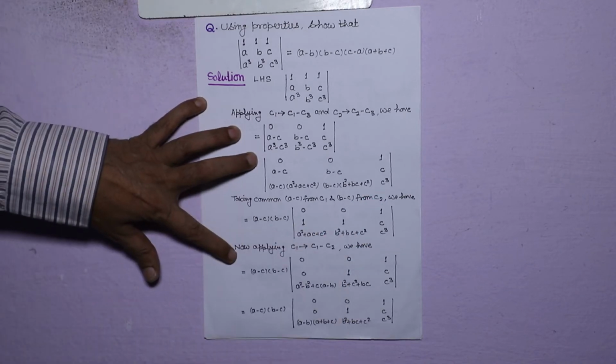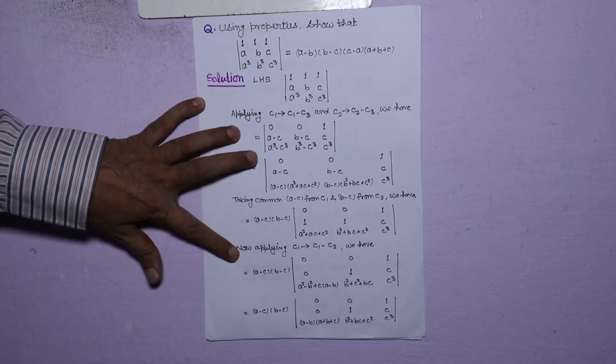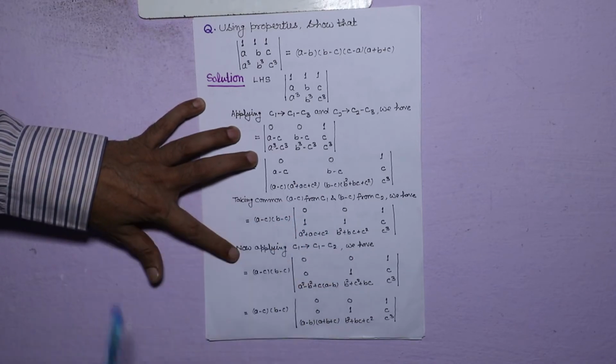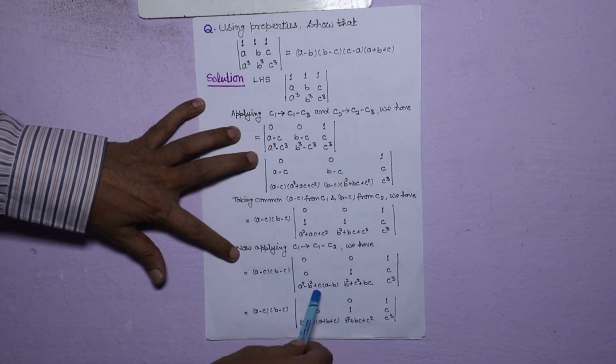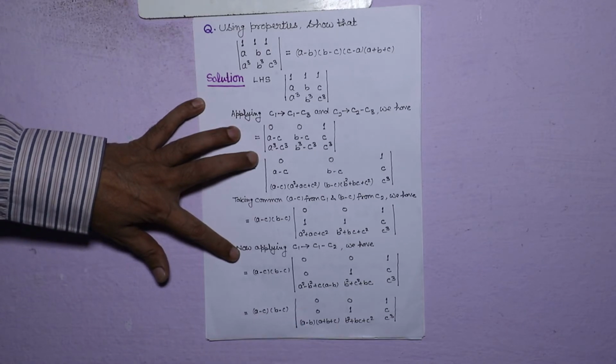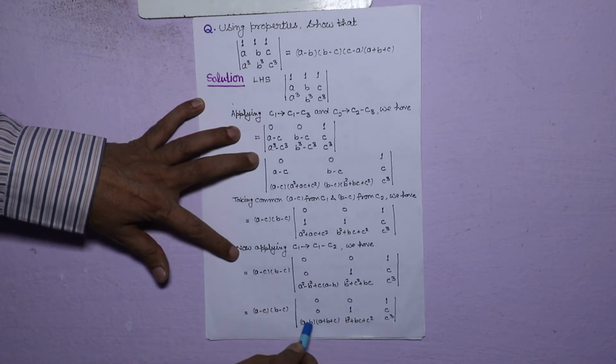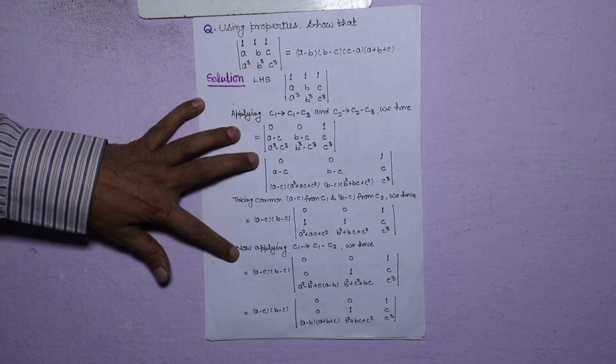Now we have again one idea. 1 minus 1 becomes 0. So again replacing first column by C1 minus C2, so 0, 0, and here A square minus B square plus C into A minus B. Factor of A square minus B square is A plus B into A minus B. Taking common A minus B, you have A minus B into A plus B plus C.